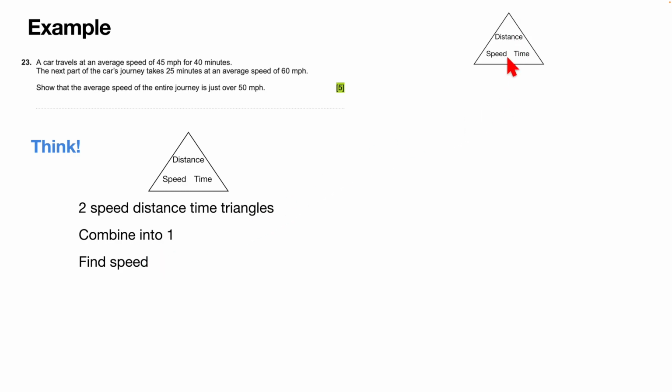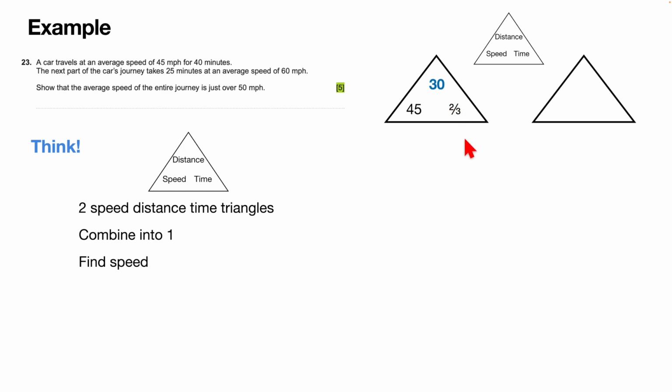So I'm just reminding myself, speed, distance, time. Journey number 1. A car travels at 45 miles per hour for 40 minutes. The speed is 45. The time is 2/3. 40 minutes is 2/3 of an hour. Just think of 40 divided by 60. Right, so the distance is 45 times 2/3 equals 30.